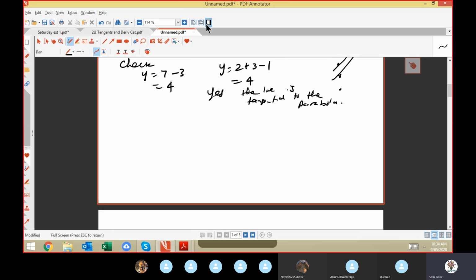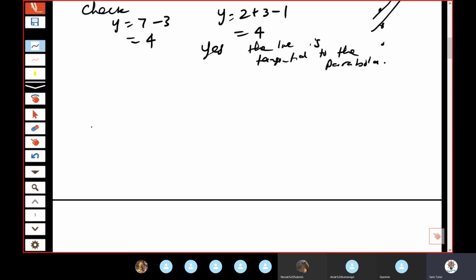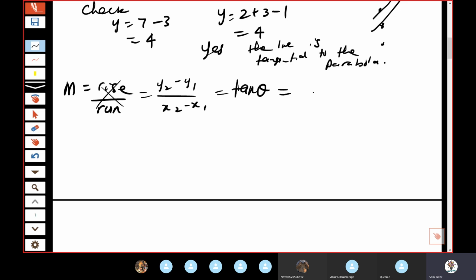Before I can start this one, I've just got to clear up one thing one more time. Gradient can be written as rise over run, or as y2 minus y1 over x2 minus x1. It can also be written as tan theta.